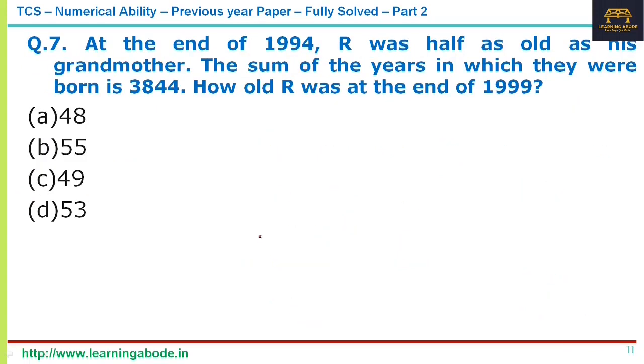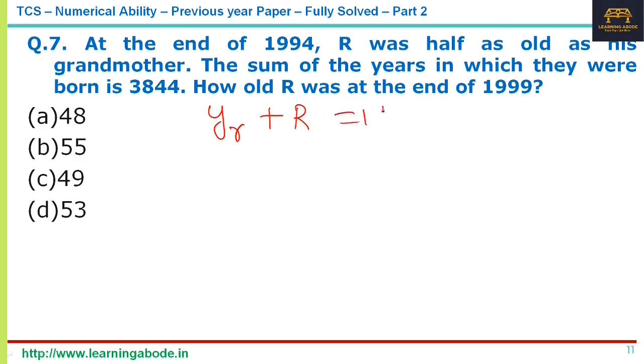Question number 7. So it's a good question. And also it's a very popular question asked in different exams. So it says at the end of 1994, R was half as old as his grandmother. The sum of the years in which they were born is 3844. How old was R at the end of 1999? Okay. So let's just try to find the value of, now let's say the year in which R was born as YR plus age of R.